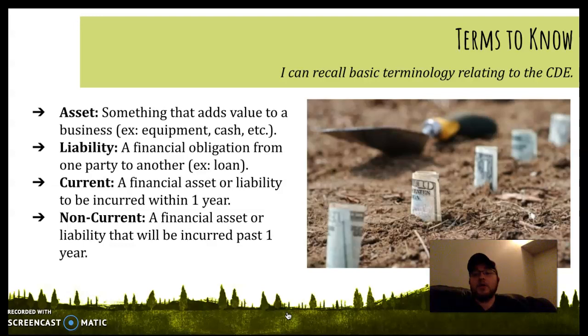Okay, current is when there is a financial asset or a liability to be incurred within the next calendar year. So that's something that we have on hand that needs to be addressed or cashed in within a year. And non-current is something that's a little bit more long-term. So a financial asset or liability that will be incurred past 1 year.